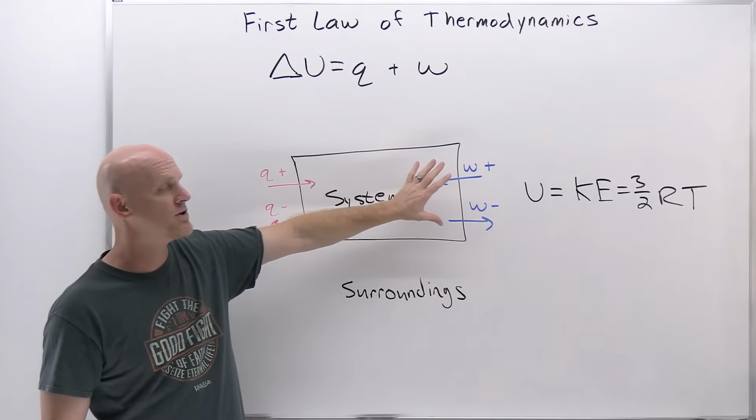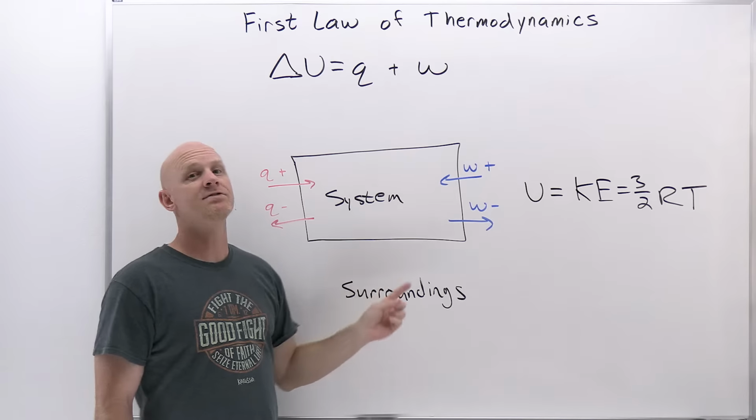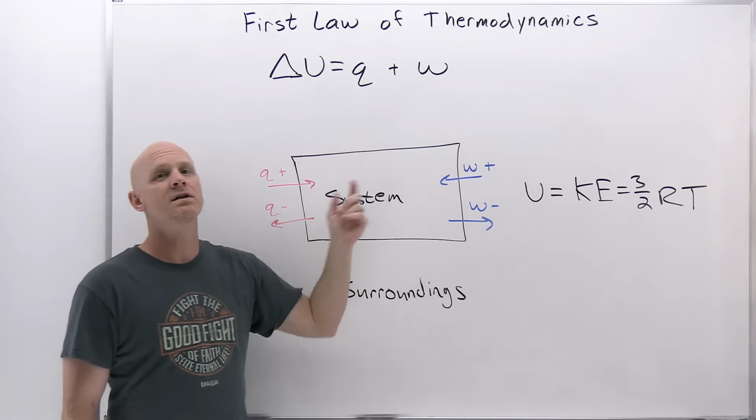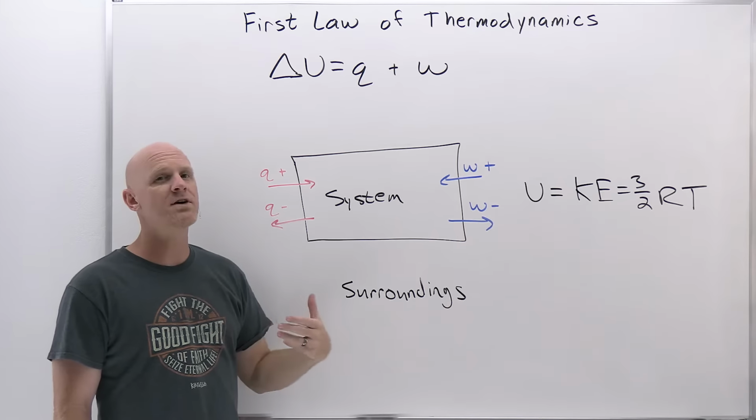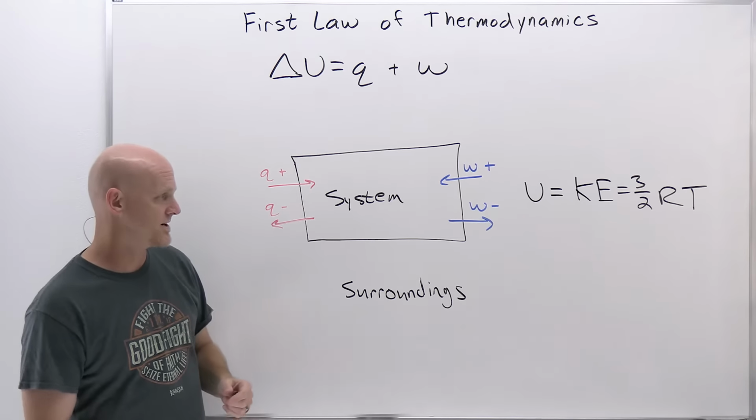Cool, so you've got to kind of know the words there. So if the system does work on the surroundings, W is negative. If the surroundings do work on the system, then W is going to be positive. It's all defined, again, relative to the system gaining or losing internal energy.